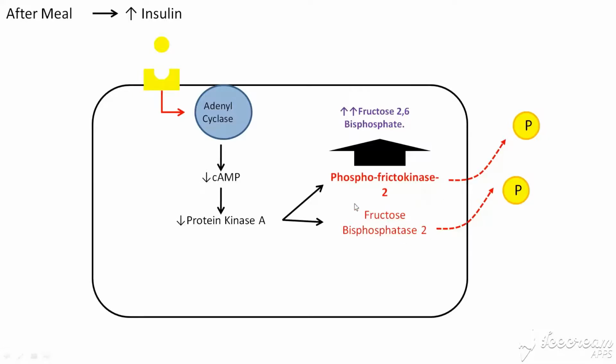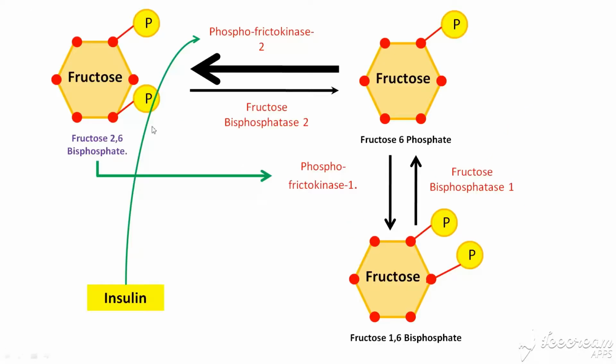So the net effect is that there's going to be an increase in the activity of phosphofructokinase 2, and this is going to lead to an increase in fructose 2,6-bisphosphate. And of course, when you increase fructose 2,6-bisphosphate, it's going to induce phosphofructokinase 1, and it's going to stimulate the process of glycolysis.